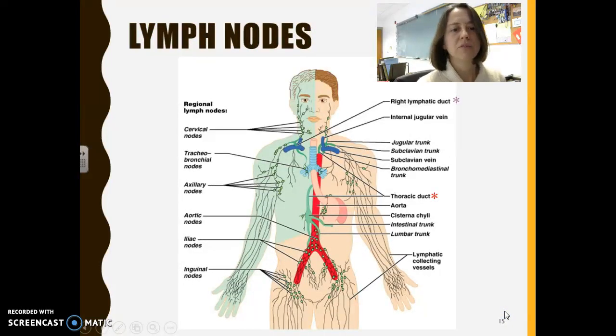Also looking at your lymph nodes, let's look at this picture again. You can see there's concentration of them in the cervical neck region, armpit axillary region, inguinal groin region, and then this has the thoracic duct where the vessels drain, and the right lymphatic duct where more of the vessels drain back into the vena cava and then into the blood supply.